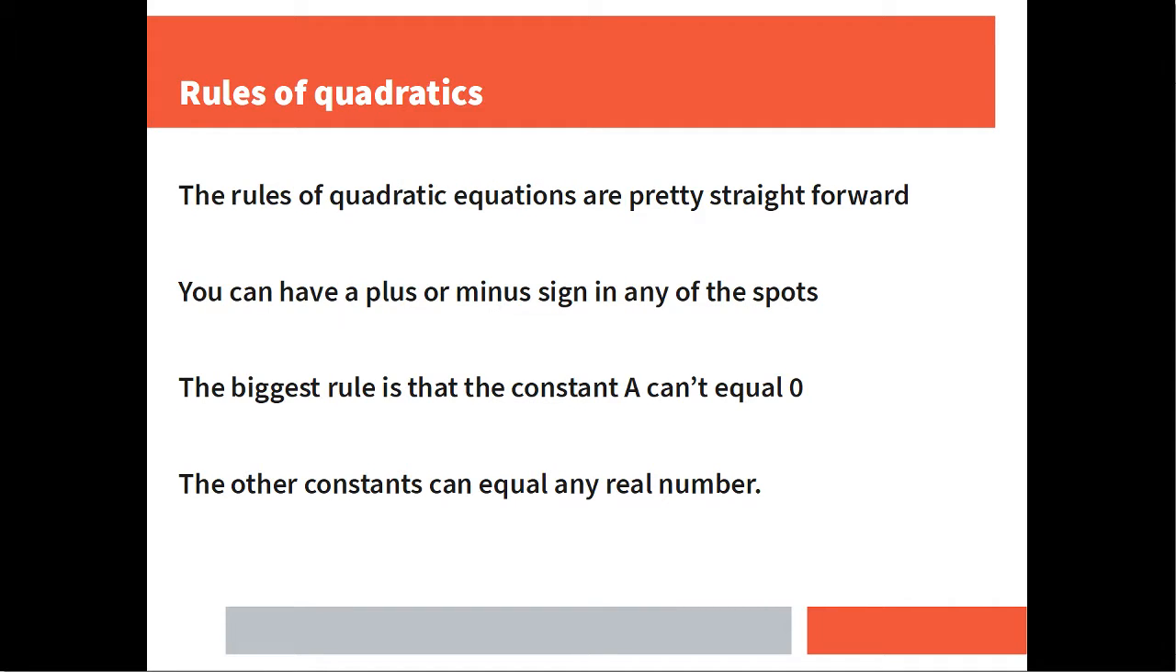The rules of quadratic equations are pretty straightforward and simple when they're broken down. You can have a positive or a negative sign behind any of your constants. The biggest rule is that the constant a cannot be equal to 0, because then you would not have an x squared term. Any of the other constants can be equal to any real number, including 0.